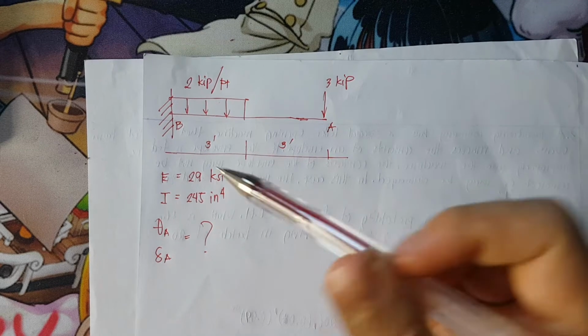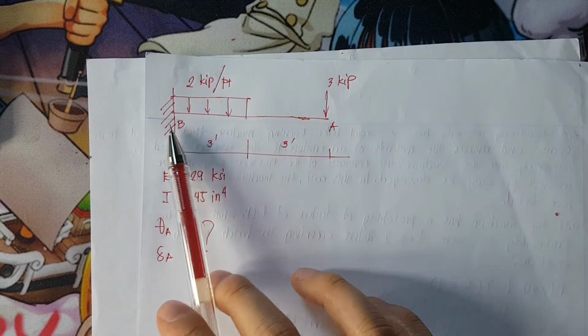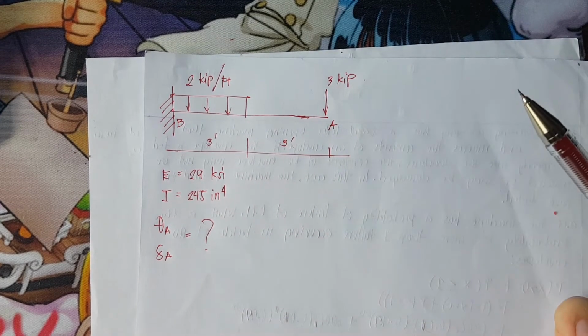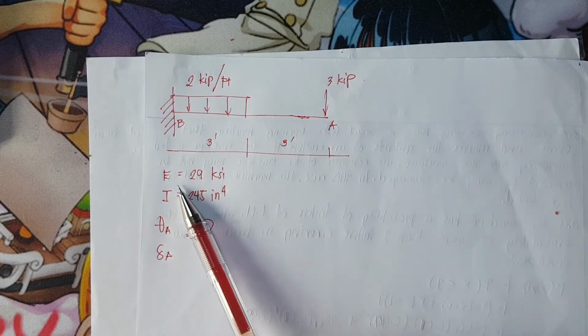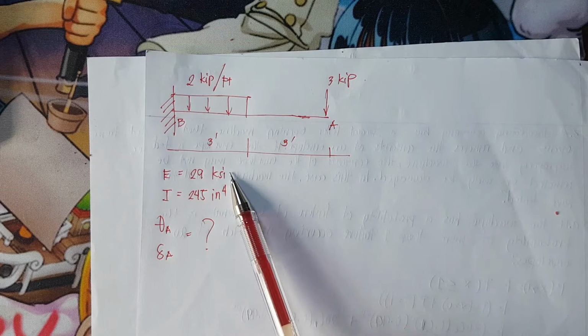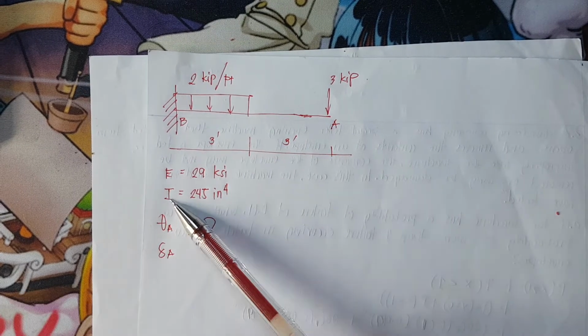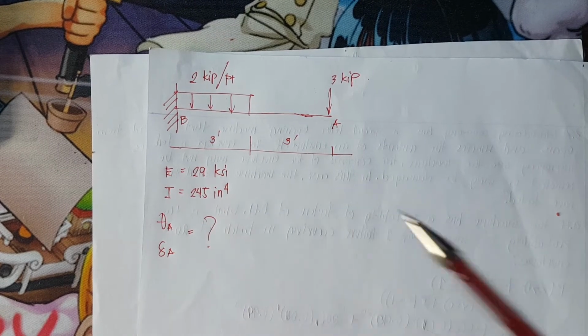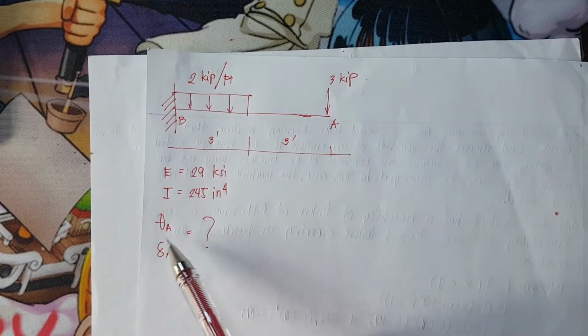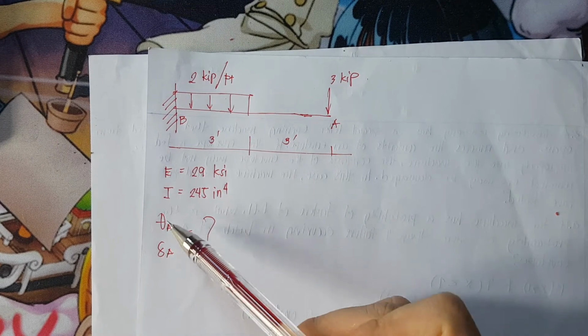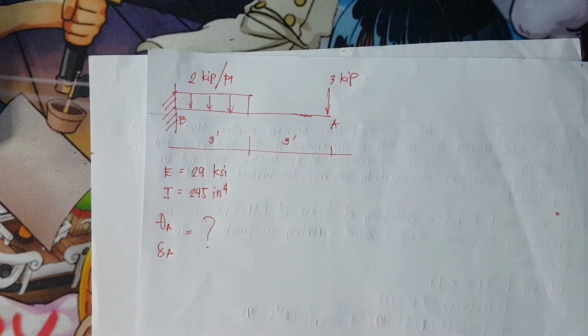So ito yung problem natin. We have a cantilever beam with a uniform loading of 2 kips per feet and 3 kips. We have the modulus of elasticity as 29 ksi. We have the moment of inertia as 245 inch to the fourth. And the unknown is the slope at A and the deflection at A.